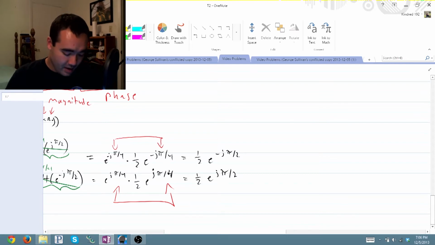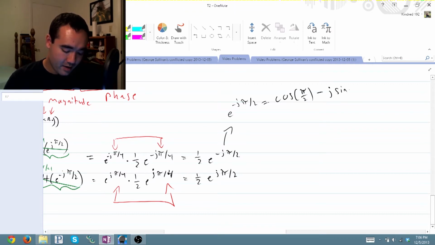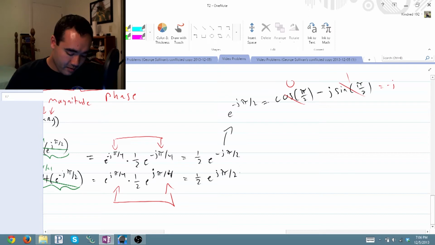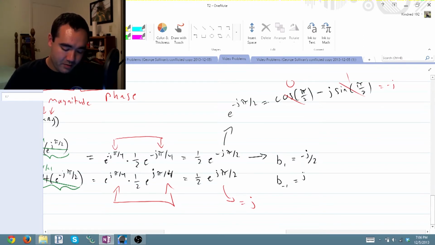We know that e to the negative j pi over 2 is equal to, using Euler's formulas, cosine of pi over 2 minus j sine of pi over 2, and this is 0, this is 1, so it just equals negative j. Similarly, this one is equal to j. So b of 1 is equal to negative j over 2, and b of negative 1 is equal to j over 2.